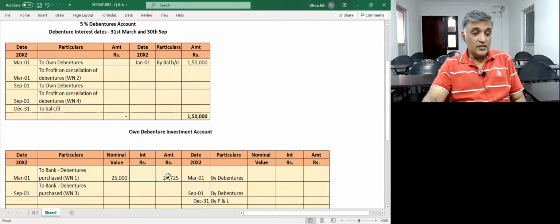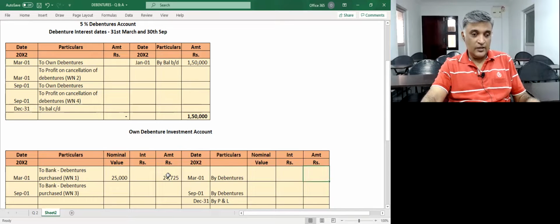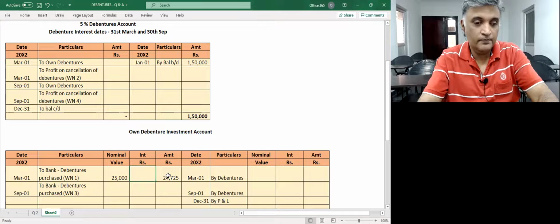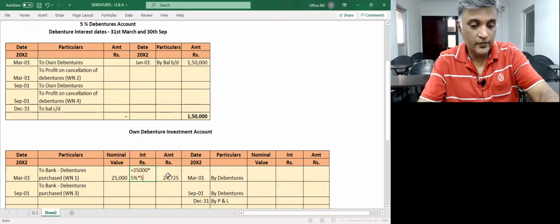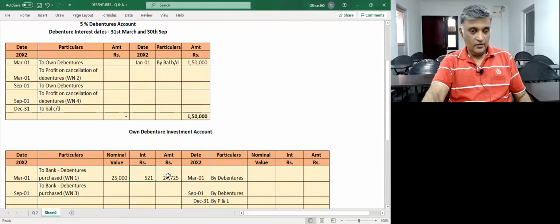Correct? But what is the interest? You are actually purchasing on 1st of March. When was the interest last due? On September. So October, November, December, January, February. 5 months interest would have accrued on these debentures. So if you calculate the debenture interest for 5 months, let's do the calculation. You will get 25,000 into 5% into 5/12. If I do that, I will get 521 as the interest, right?